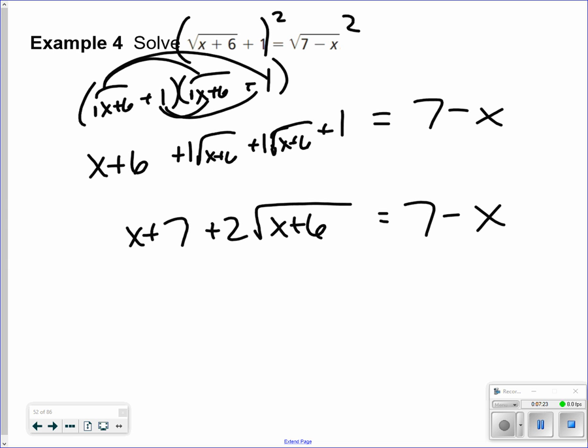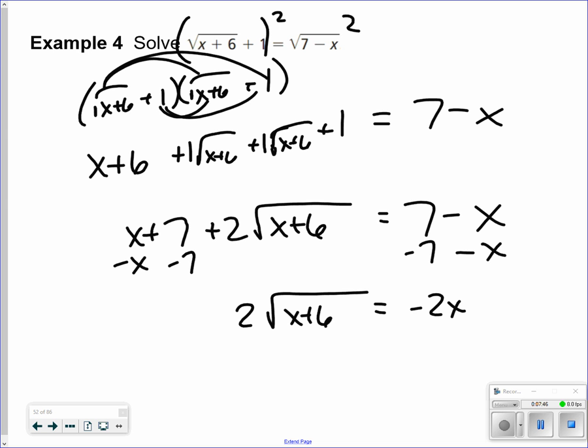7 minus x. Notice that you still have a radical, but you started off with 2 square roots, and now you actually only have 1 square root. So now I'm going to move everything except the square root. So I'm going to subtract x, and I'm going to subtract 7. So I have 2 square roots of x plus 6 equals negative 2x. I'm going to divide by 2.